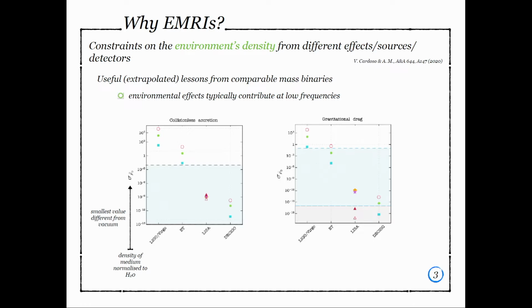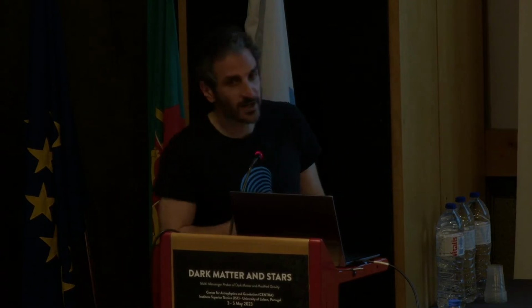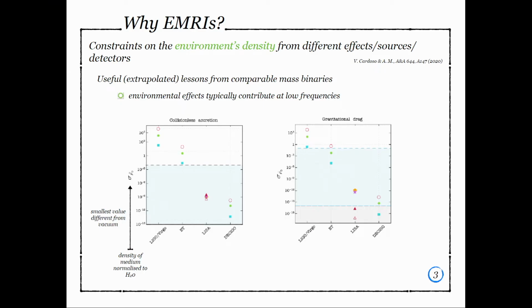As I will tell you later on, the calculation for asymmetric binaries with a non-vacuum environment is basically virgin. Real relativistic calculation is probably done by Vitor, me, Francisco, and others. So there's really a lot to do, but we can still learn some lessons from comparable mass systems, and these are some results that we derived in a paper with Vitor some time ago. We took comparable mass systems, did some analysis, and extrapolated to asymmetric systems.